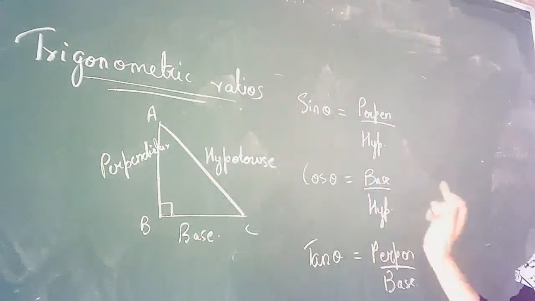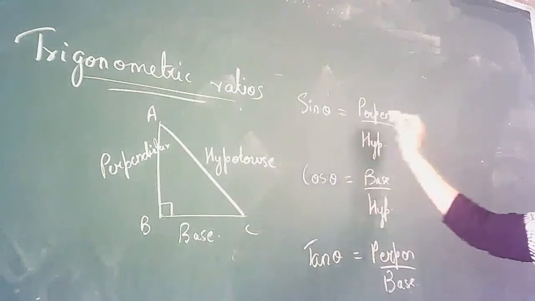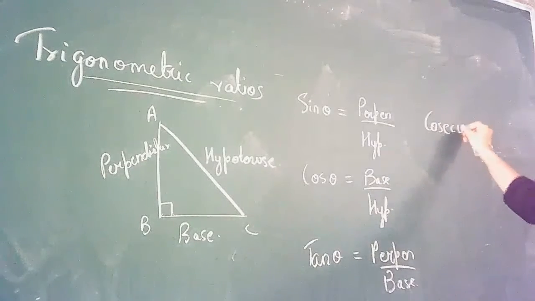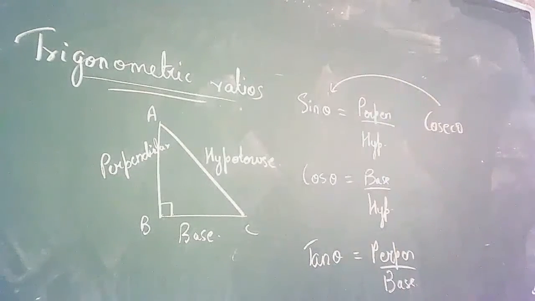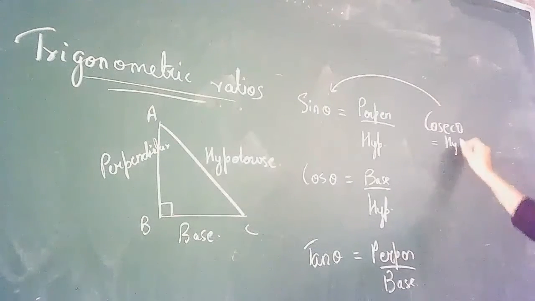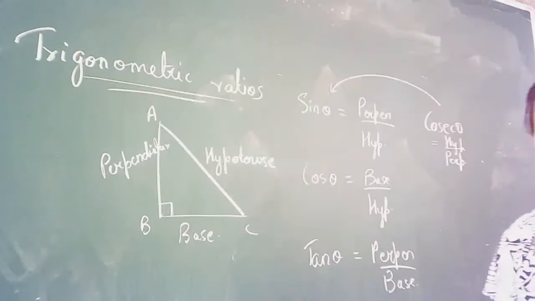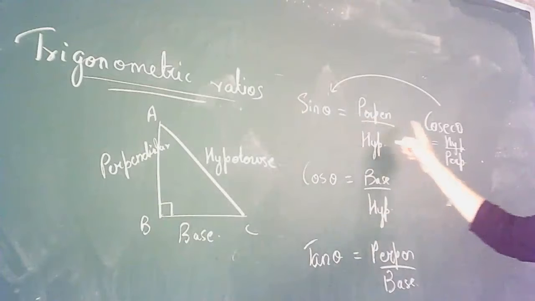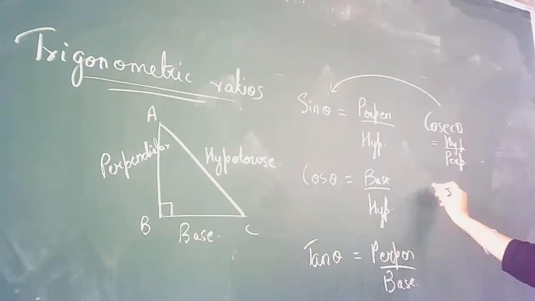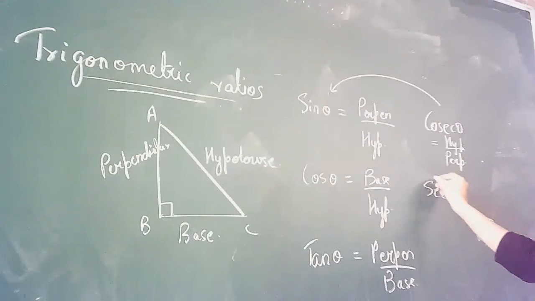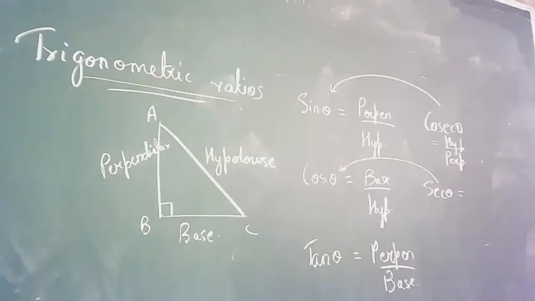And what about the remaining three trigonometric ratios? What is cosec theta? It is the reciprocal of sin theta, so it will be hypotenuse upon perpendicular. What is the reciprocal of cos theta? It is sec theta, so that is hypotenuse upon base.